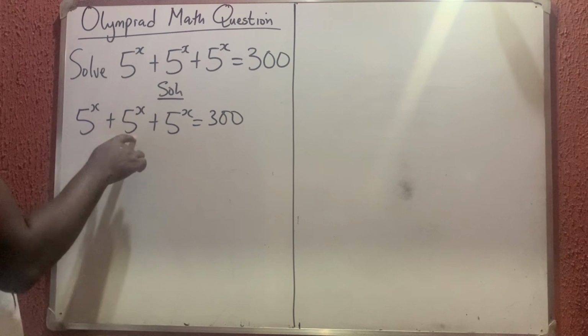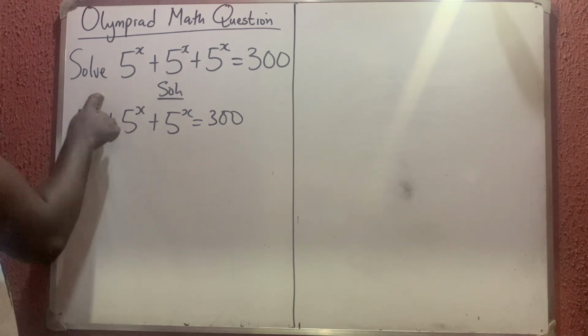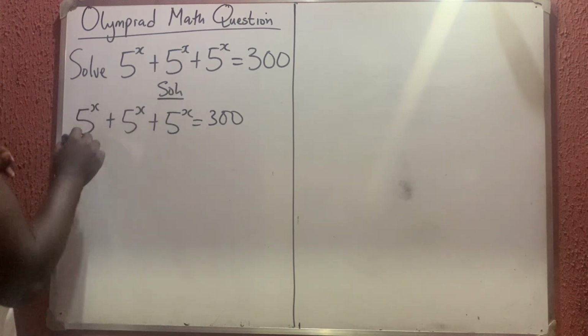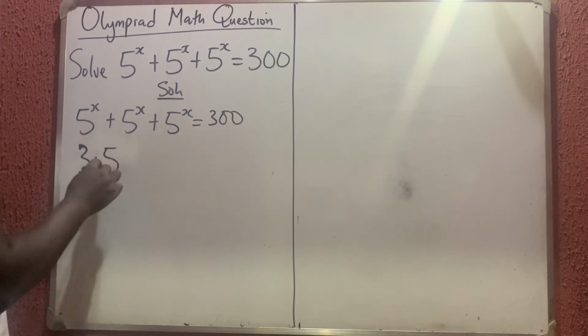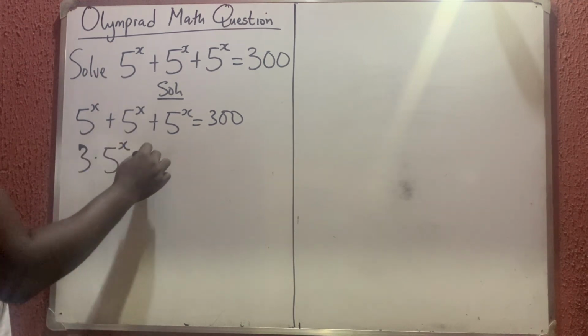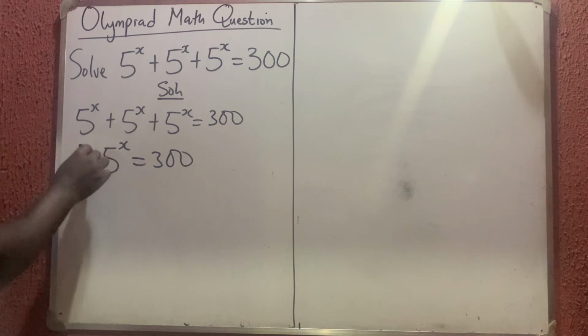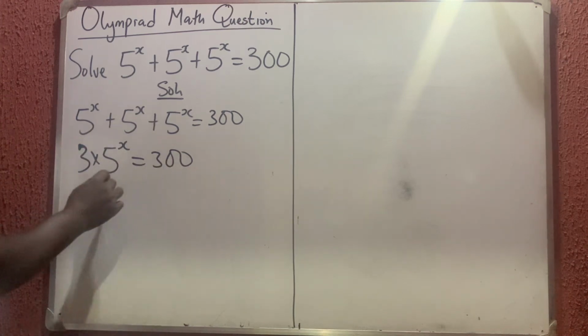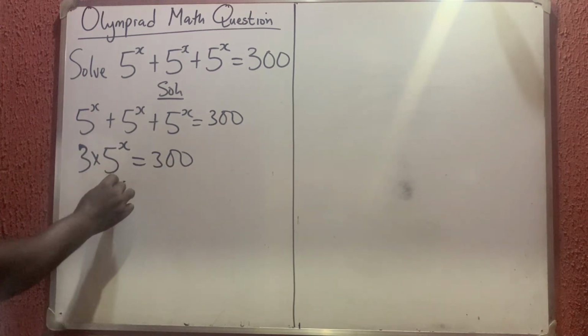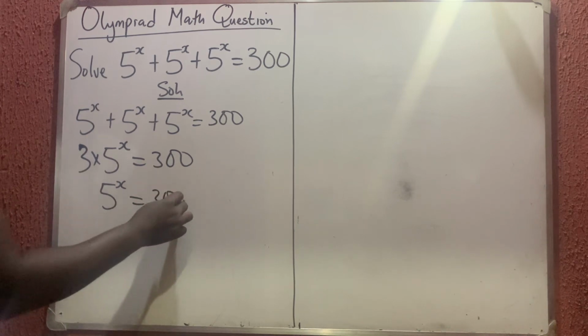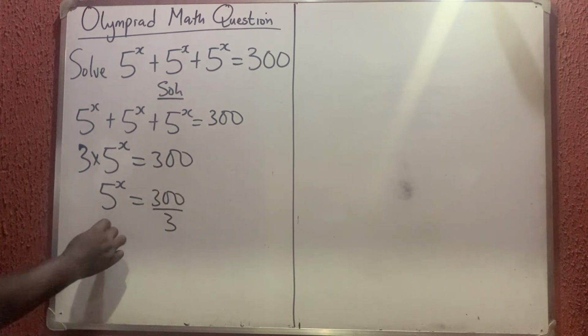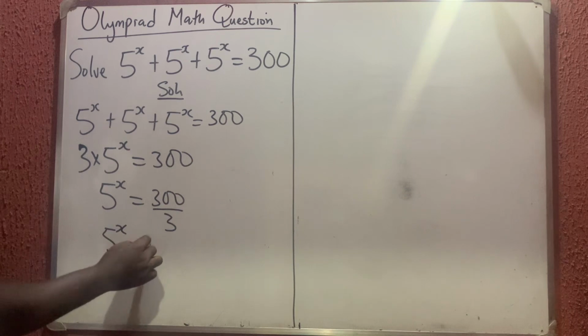So 5^x plus 5^x plus 5^x will give you 3 times 5 raised to power x, is equal to what? 300. You know, when multiplication moves to the other side to become division, so if 5 raised to power x stays on its own, I'm going to have 300 divided by 3. So therefore, 5 raised to power x is equal to what?